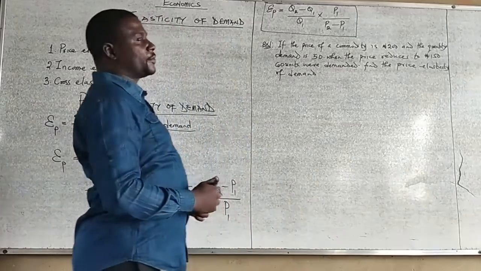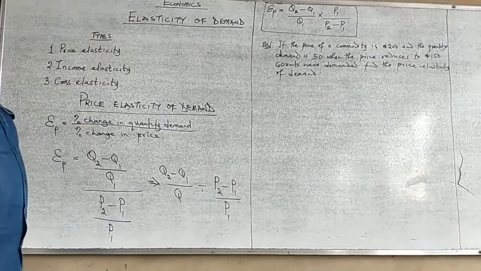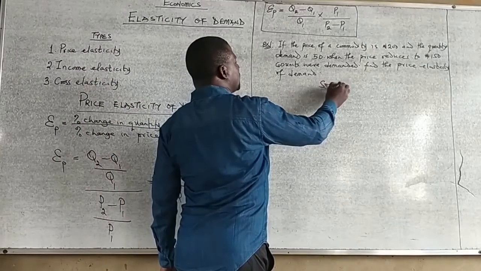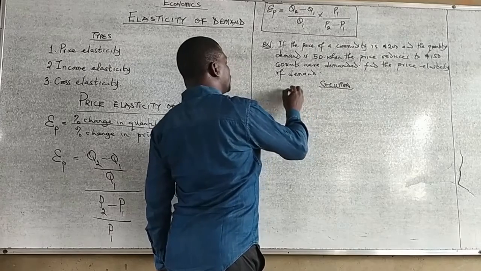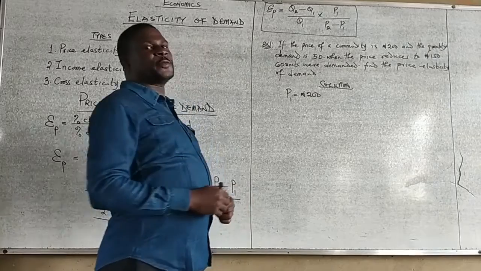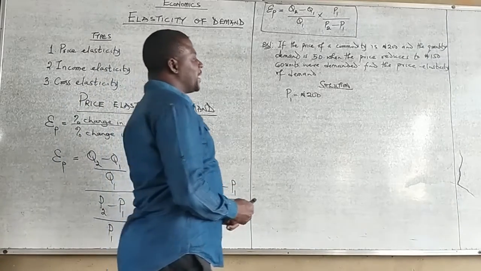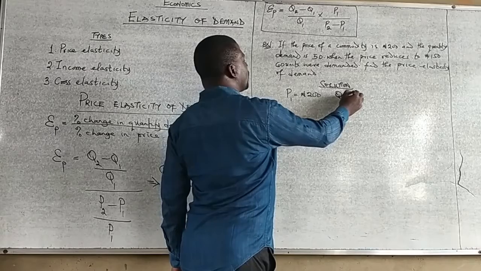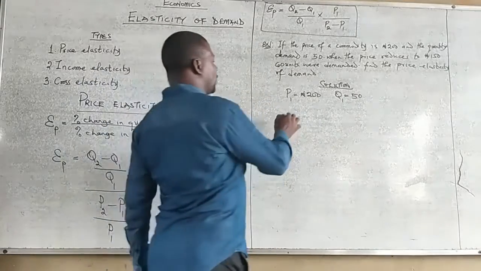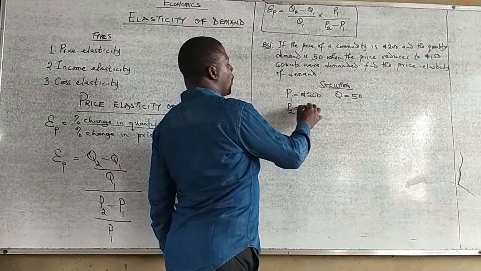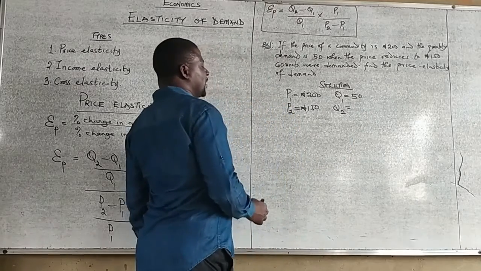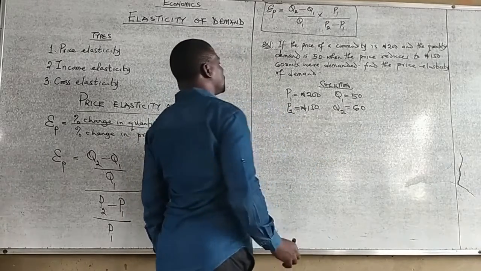Now look at this question. Here, they say the price of a commodity is 200 naira. Now solution. That means our P1 is 200. So they gave us P1 as 200. That's first price. And the quantity demanded is what? 50. So our Q1 is 50. When the price reduces to 150, that's our second price, P2, 150. The quantity demanded is 60. So that's our second quantity.